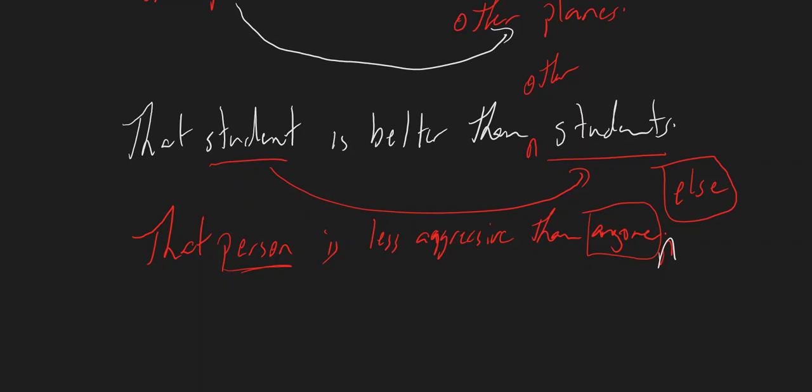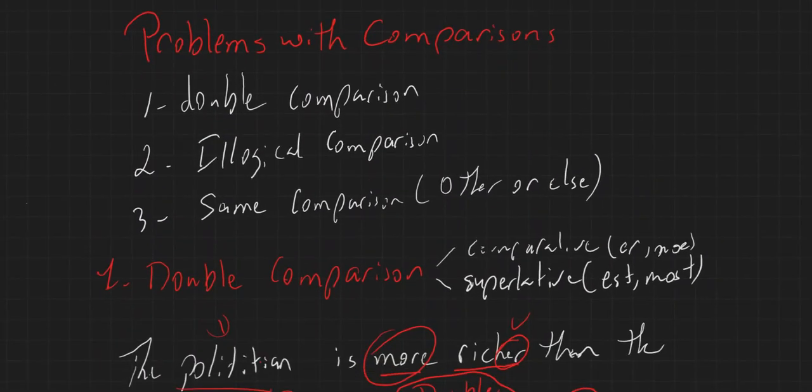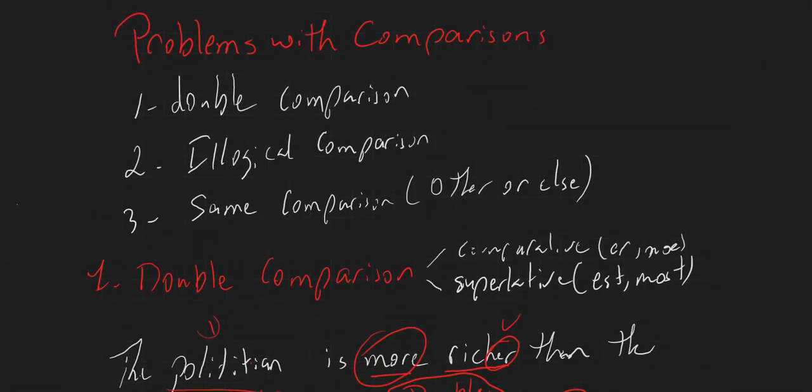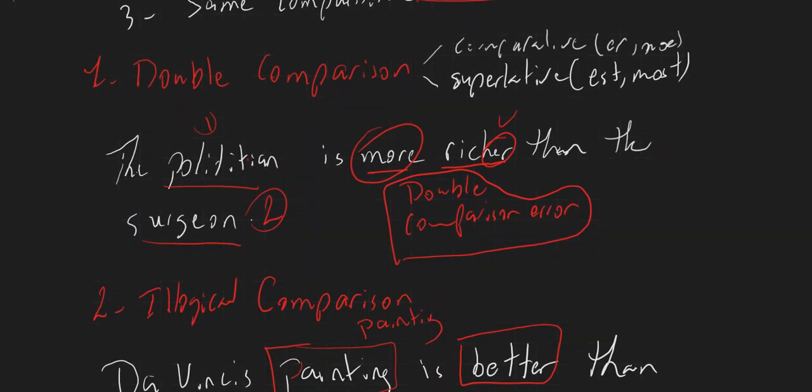So let's go back to the beginning for a quick overview of what we explained in this video. There are three problems with comparison: the double comparison problem, the illogical comparison problem, and the same comparison or sameness comparison, and sometimes some call it the other or else comparison problem. In the double comparison problem, in the comparative or superlative form, er or more, est or most, we only use er or more. We don't use both of them. You have to use only one. By using both, we're committing a double comparison error.